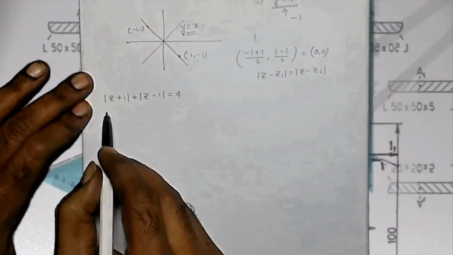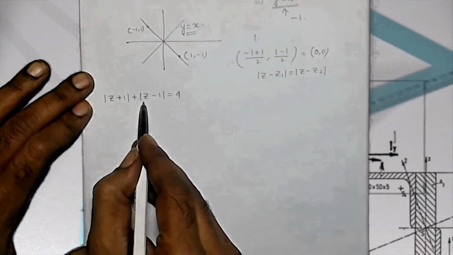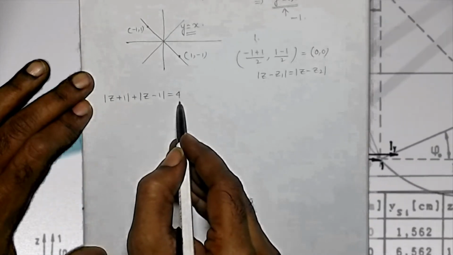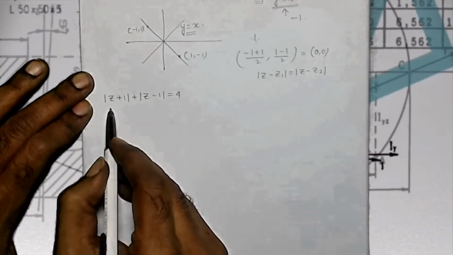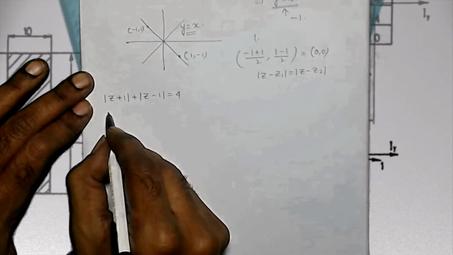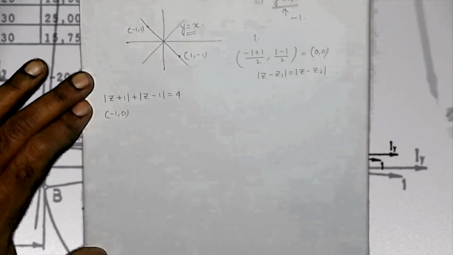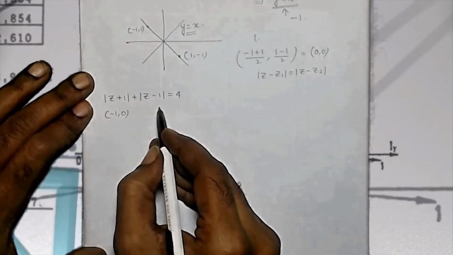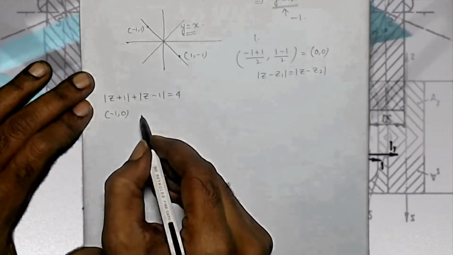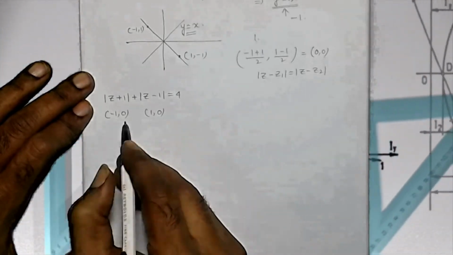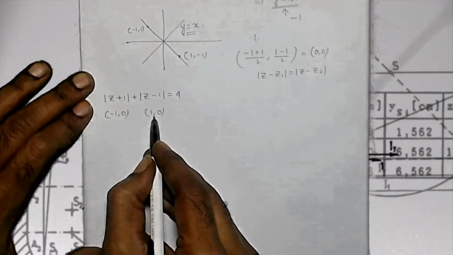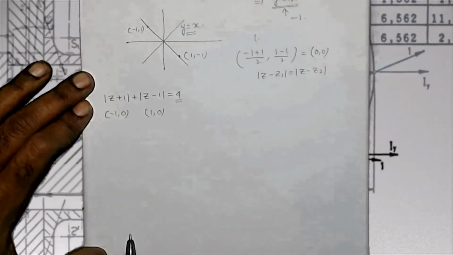See this problem. It is mod of z plus 1 plus mod of z minus 1 is 4. It means what? That the distance of the variable point z from the point minus 1 comma 0 and the distance of the variable point z from the point 1 comma 0, the sum of these 2 distances will be equals to 4. Is it clear?